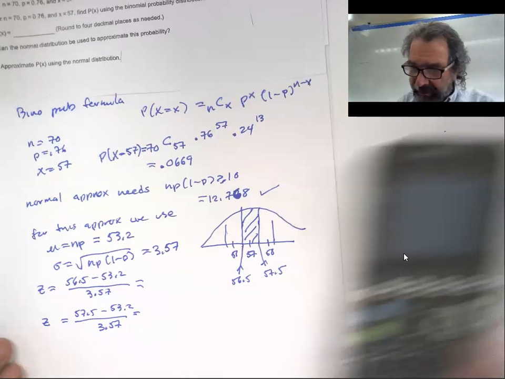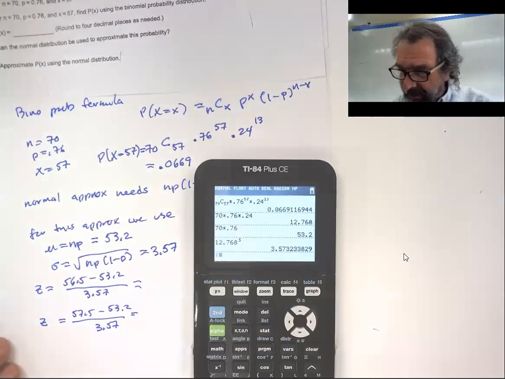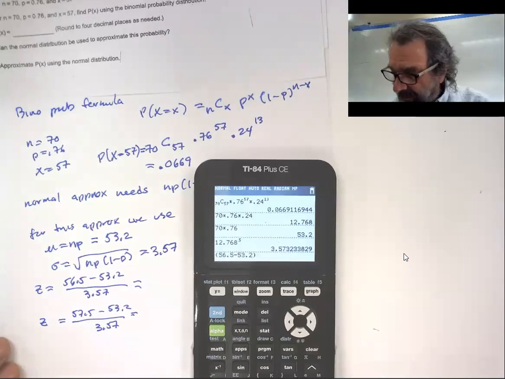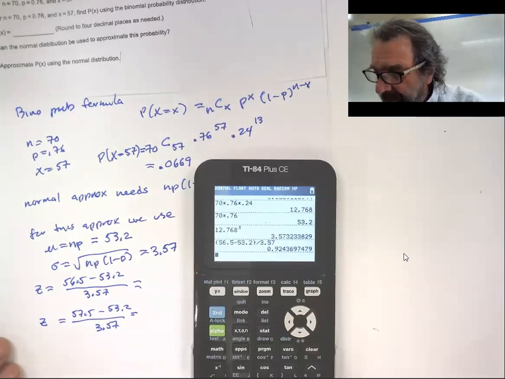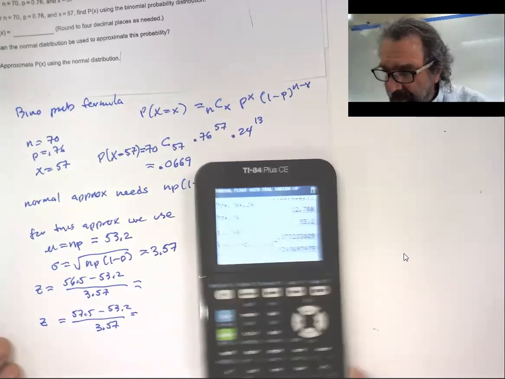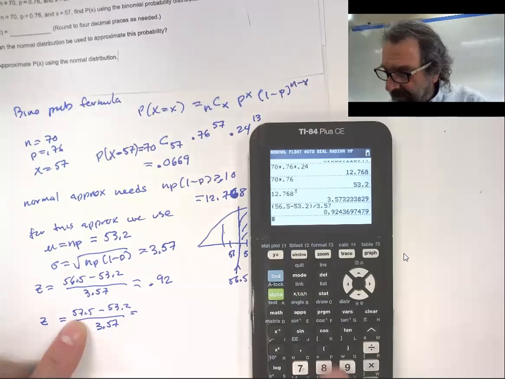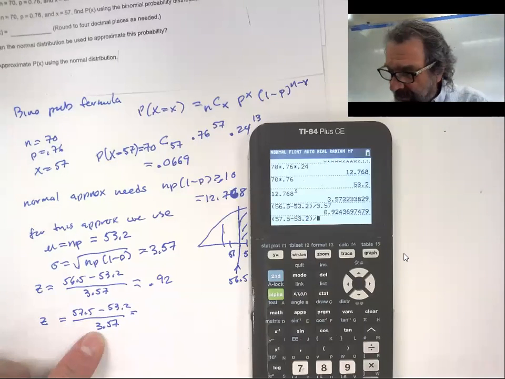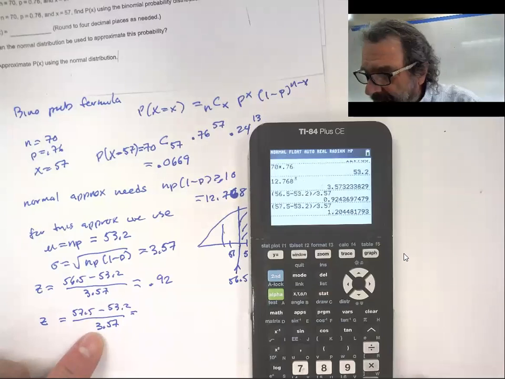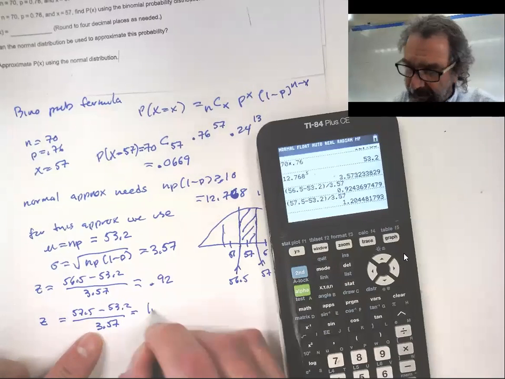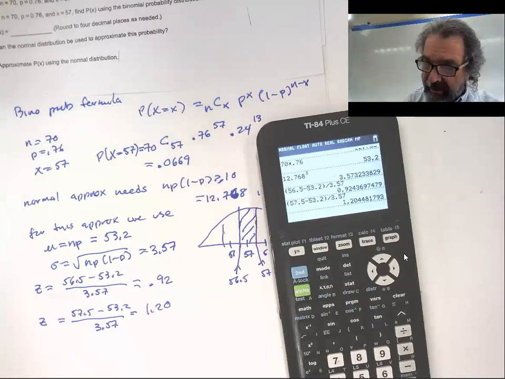There we go. 56.5 minus 53.2 divided by 3.57 is 0.92. And then I've got 57.5 minus 53.2 divided by 3.57. 1.20. And then we're going to look these two up in the tables.